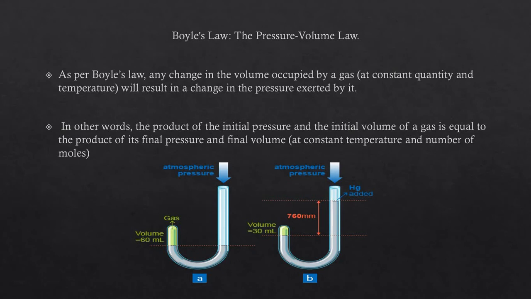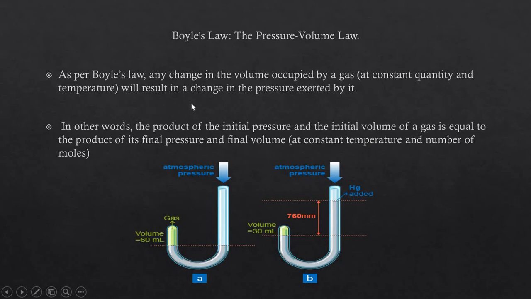He took a J-tube for his experiment. One side of the J-tube is filled with a certain gas, and the other side is filled with mercury. As he increased the amount of mercury, as you can see from here to there, it produced some pressure, and as a result the volume of the gas declined from 60 ml to 30 ml. In other words, the product of the initial pressure and initial volume of the gas is equal to the product of the final pressure and final volume, where in this tube the temperature and the amount of gas remain the same.